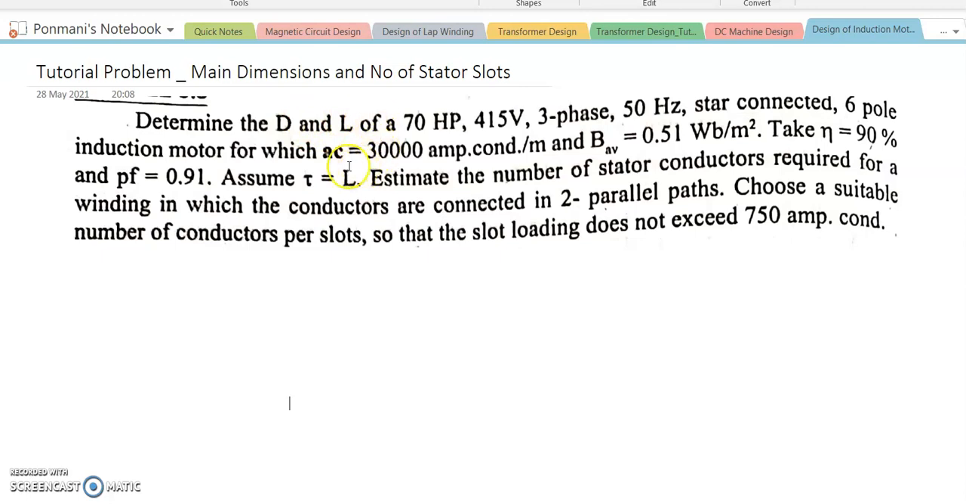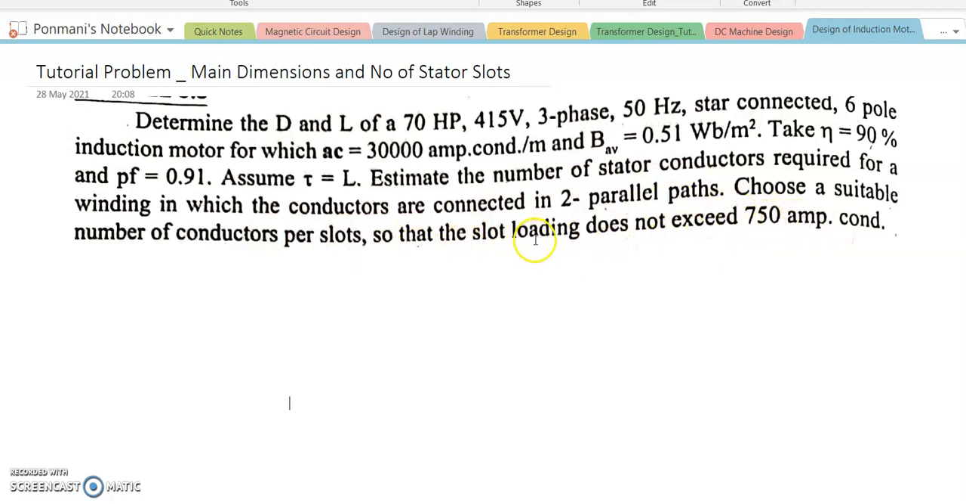To separate D and L, what we need is B average and AC, which are given, so that you can find out C naught, the output coefficient. Then, to separate D and L, tau is equal to L is given, that is, pi D by P is equal to L. To find the input kVA, the HP, efficiency and power factor are given. Then we have to estimate the stator conductors, and it is a two parallel path machine. Finally, we have to check that the slot loading should not exceed 750 ampere conductors.